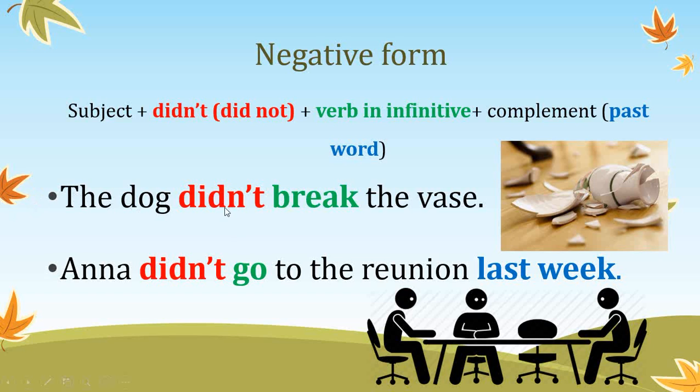Let's look at this. When we use didn't to express that it's a negative sentence, we use the verb but in the infinitive form. We are not going to add the ending, just in infinitive form. The second example, Anna didn't go to the reunion last week.